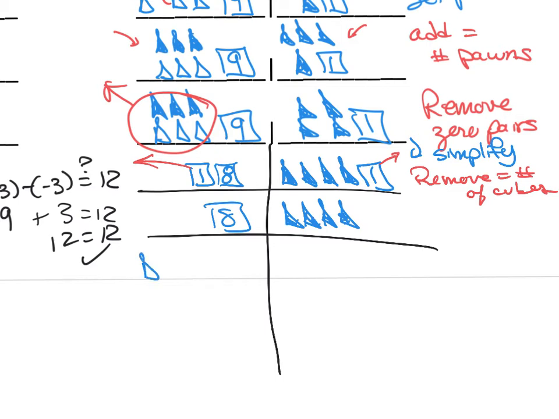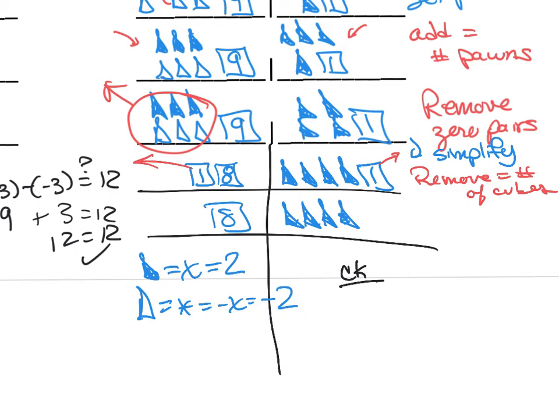Those 4 blue pawns tell me that a blue pawn, which is x, is equal to 2. And the white pawn, because I had a white pawn to start with, is star, is opposite x, is negative 2. Then I have to do my check.